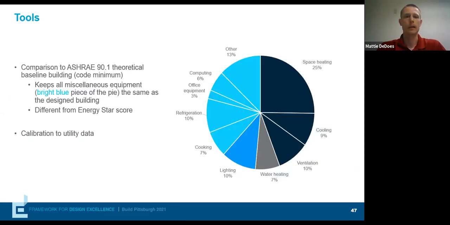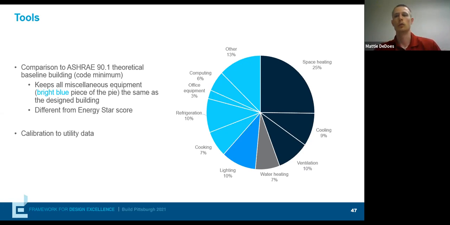And going back to that pie chart, talking about the as designed energy performance a bit, as Joe mentioned earlier, the difference between ASHRAE 90.1's requirements for comparing baseline and proposed energy models in LEED is different than the Energy Star score. In 90.1 and LEED, you're taking that bright blue piece of the pie out of the equation and keeping that the same between your baseline and proposed models. And you're only looking at the other 2/3 of the pie, so you can really evaluate how well the design team did on their portion. The Energy Star score, of course, takes into account the entire pie.